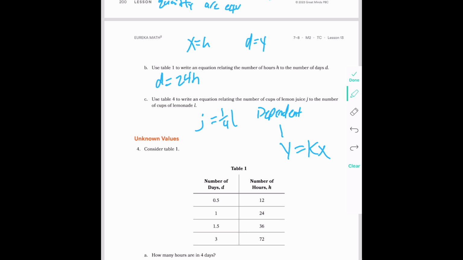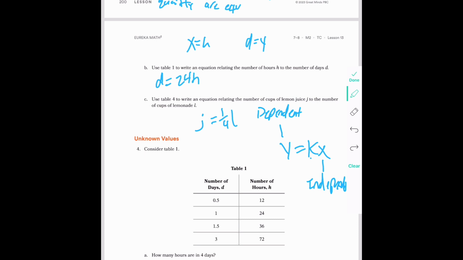That's what variable they used. But D and J still represent the same thing that y represents. Okay, and that x is your independent variable, right? Which, once again, if I use the examples from B and C, H would represent the same thing that X does, and L will represent the same thing that X does. They're independent, they can stand on their own.